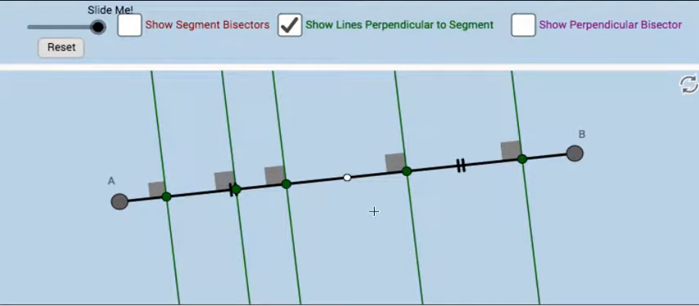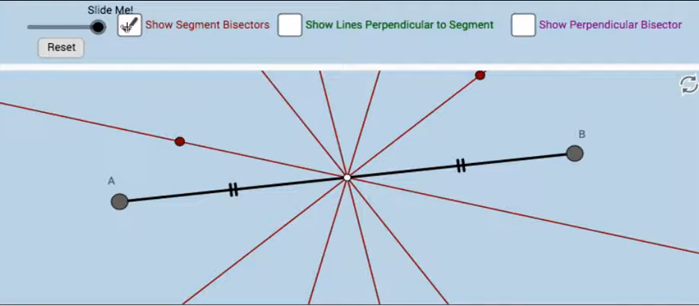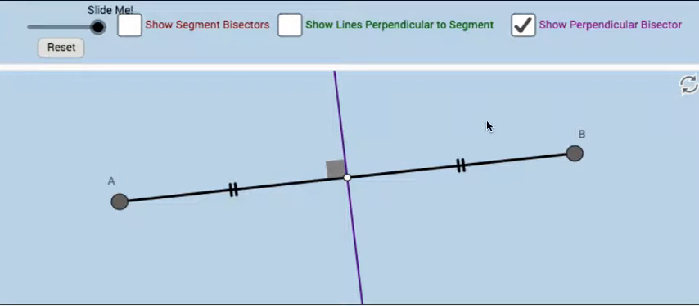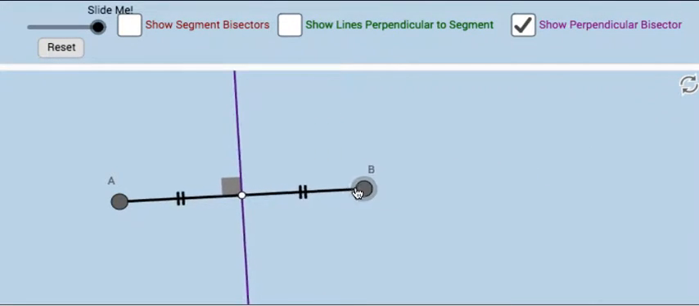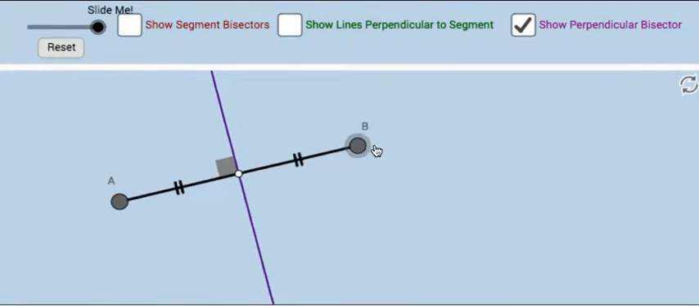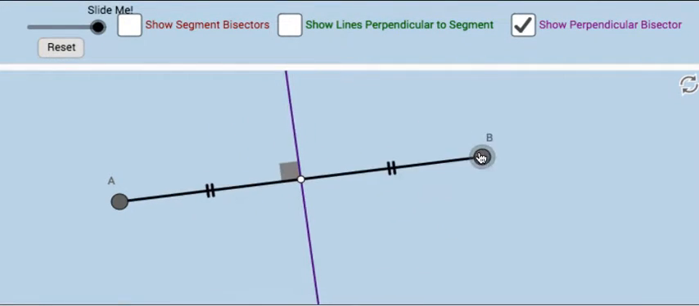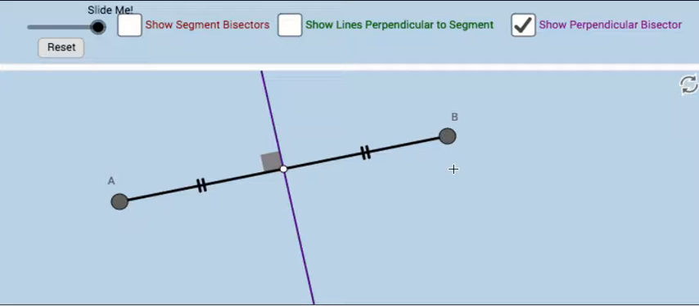All right? But now we've seen segment bisectors, we've seen perpendicular lines, but what happens when you take the ingredients of a segment bisector and a perpendicular and actually put them into one? Well, you get what we call a perpendicular bisector. And let's click that box, and how many perpendicular bisectors does any segment have? Yeah, that's right, only one. And so what is a perpendicular bisector of a segment? What does it do? Well, how would you describe it?